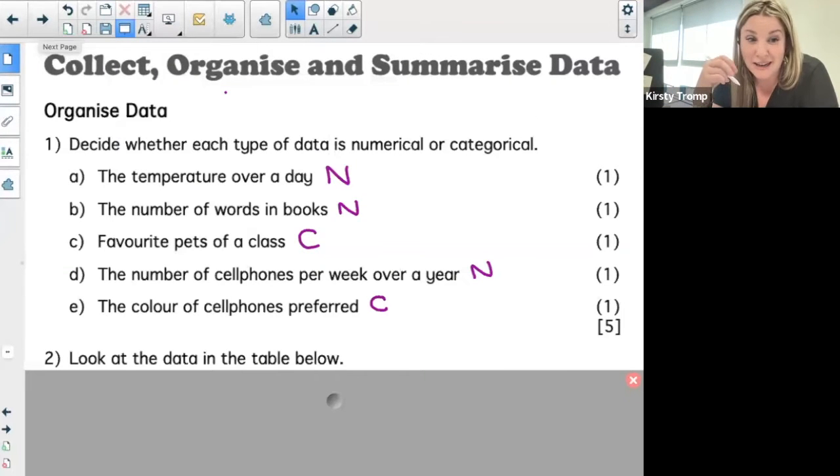Then we got to our next worksheet, which was organizing data. We spoke about numerical data and categorical data. Numerical data was things that we could count, that we could add up, whereas categorical data was more things that we could describe, like the color of your car or the flavor of wine gums. We did our question, we picked which ones were numerical, and which ones were categorical.